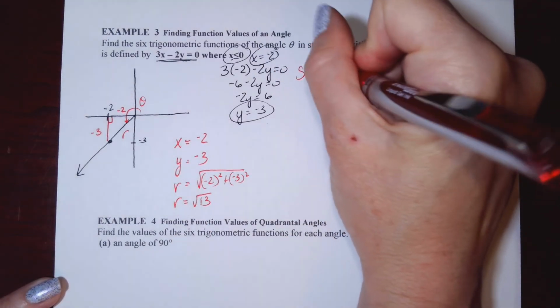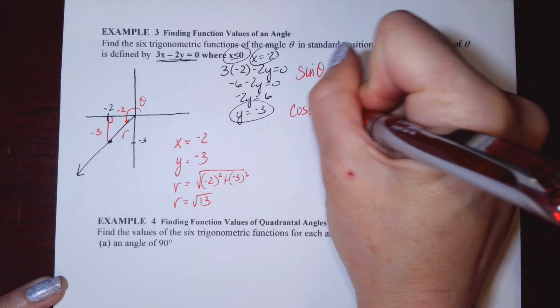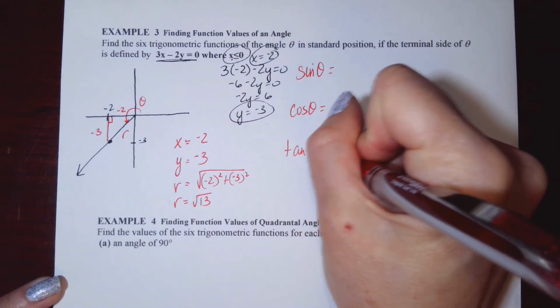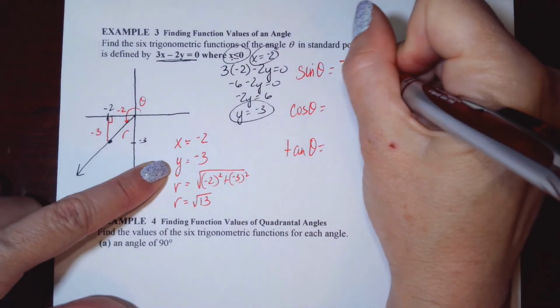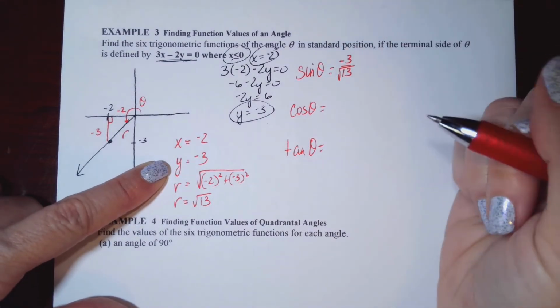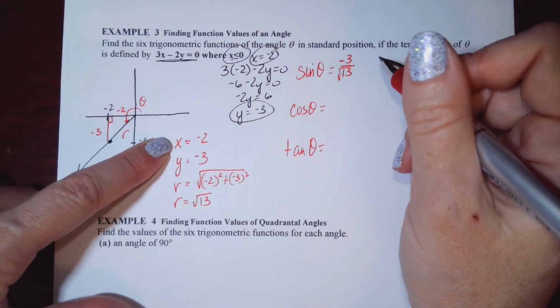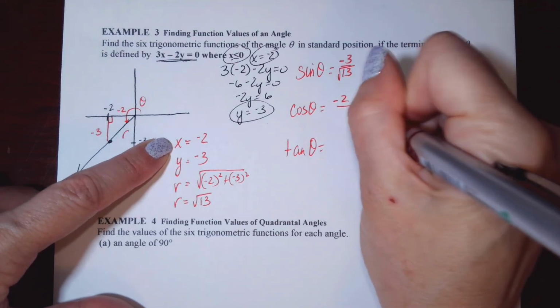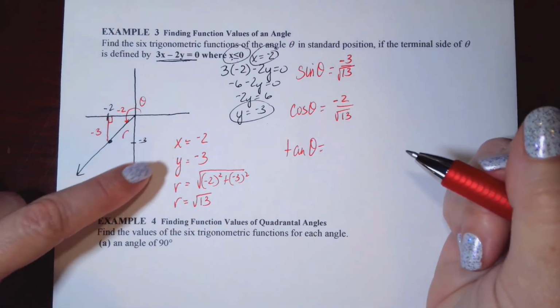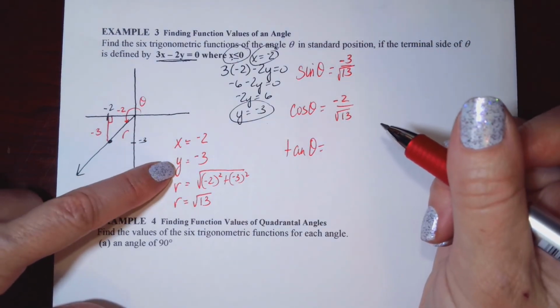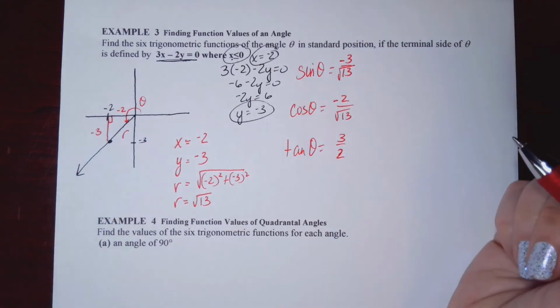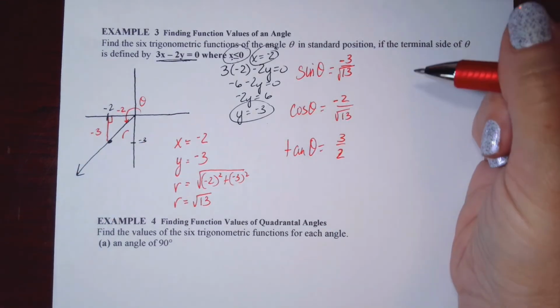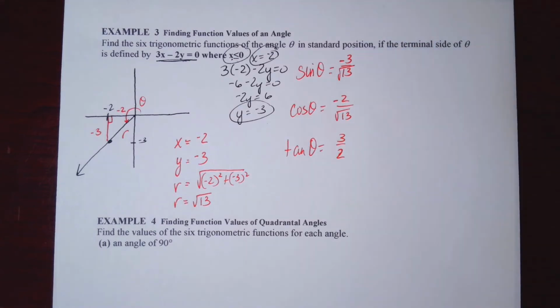Okay, sine theta, cosine theta, tangent theta are 3 basic trig functions. Sine is y over r, so -3 over square root 13. Cosine is x over r, so -2 over square root 13. And tangent is y over x. Negative over negative is a positive, so that's just a positive 3/2. Okay, now I need to rationalize these denominators.